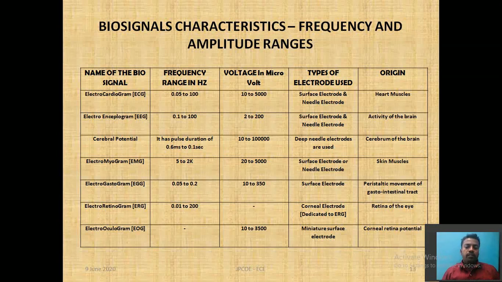Here a surface electrode or needle electrode is used. Most of the time they use a surface electrode. In severe cases they use a needle electrode. If you want to measure the performance of muscle in depth, they use a needle electrode. The origin is the skin muscles; muscle is the origin of the electromyogram.